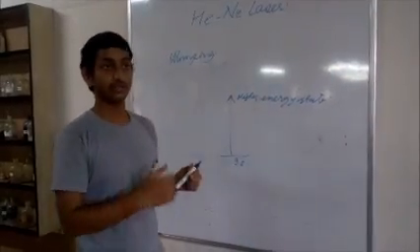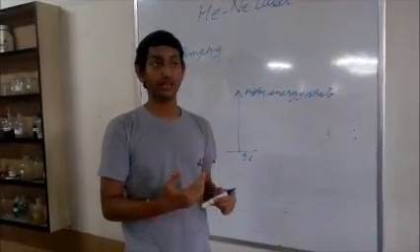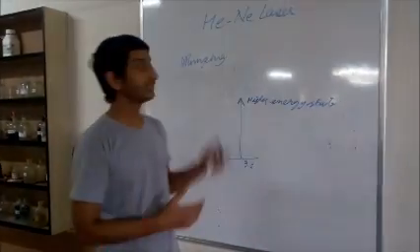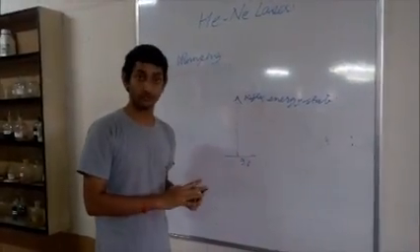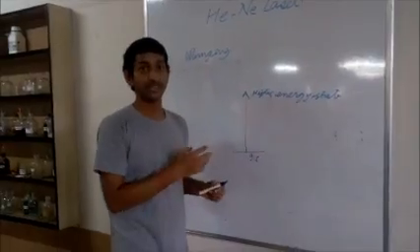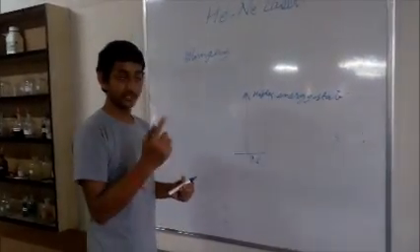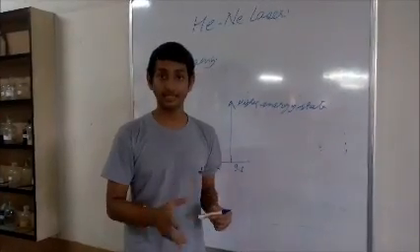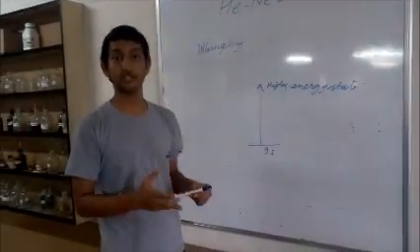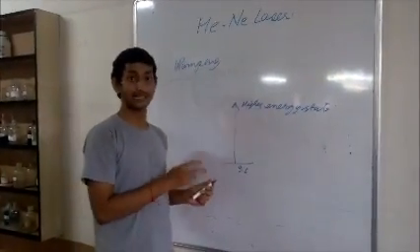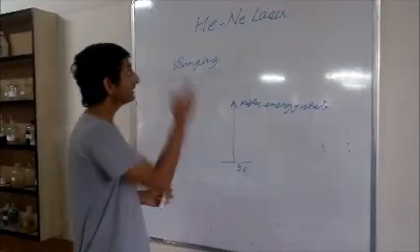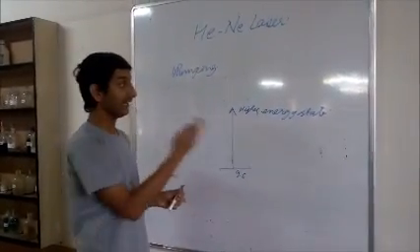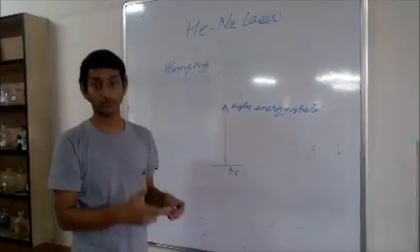There are different types of pumping schemes: 2-level, 3-level and 4-level pumping schemes. This helium neon laser basically uses the 4-level pumping scheme. Pumping can be done by four processes. The first is optical pumping. The second is electrical discharge. The third is direct conversion. And the fourth is inelastic atom-atom collision. This helium neon laser, in which the 4-level pumping scheme is used, uses inelastic atom-atom collision.